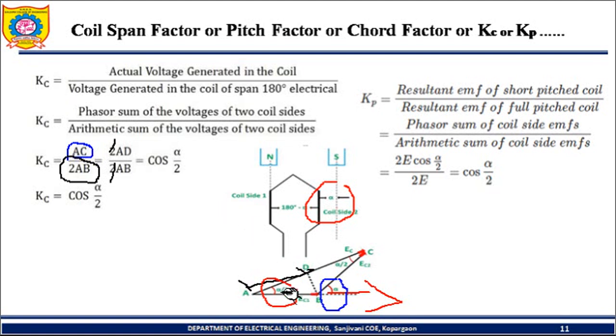This is the angle alpha by 2. So we can take the cosine of this angle. The cosine of this angle is AD divided by AB. So cos of alpha by 2. Hence we get the formula for the coil pitch factor or coil span factor: Kc equals cos of alpha by 2.